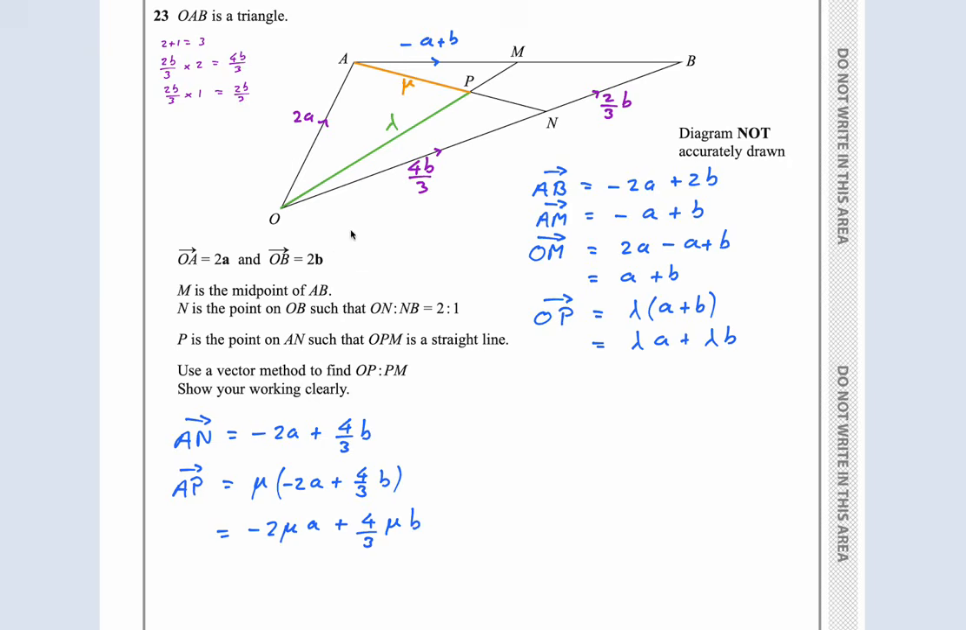Finally, I want to get OP. I don't want AP, I want OP. So OP, I have to go up this, that's my 2A, up my 2A, and then over AP. So I need to add this. So it's going to be, just add what I've written down, minus 2 mu A plus 4 over 3 mu B. Okay, now I have my two OPs, and this is the hard bit done.